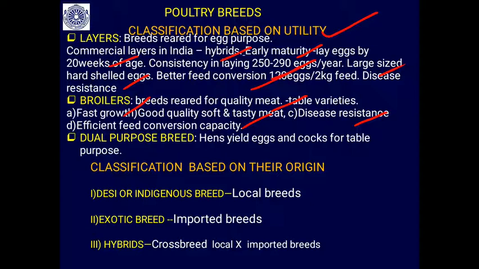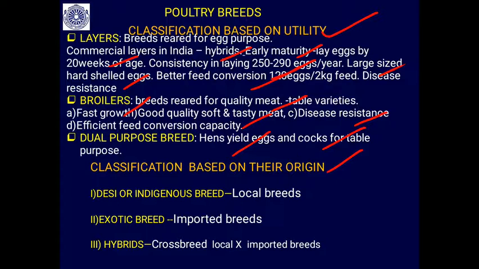Then there is also the dual purpose breed. These breeds are good for backyard poultry, where hens yield good eggs and cocks are used for table purpose. Those are called dual purpose breeds. Then classification based on their origin, from which country or place that particular breed has originated.